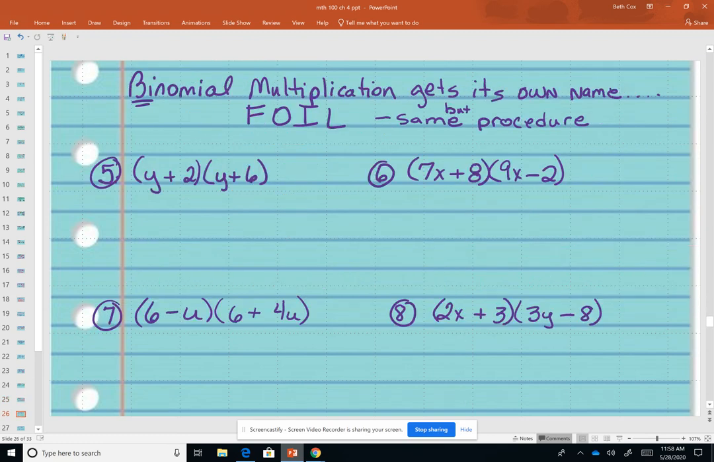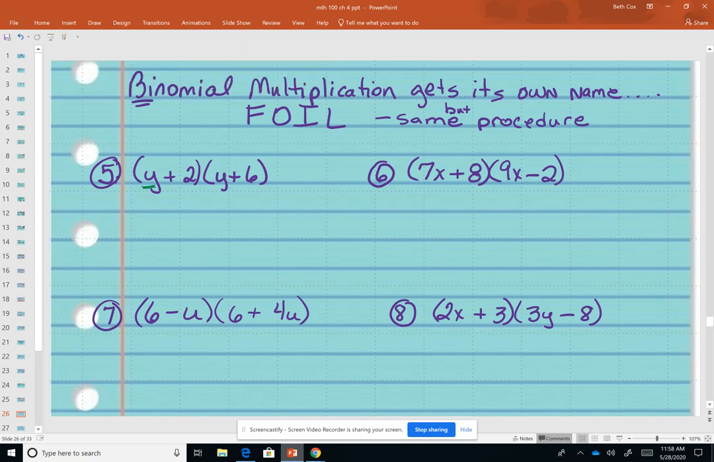All right, binomial multiplication is also known as FOIL. It is the exact same procedure, but for some reason, we have our own little name for it, and you need to know that name, and that name has meaning. We'll go over it later. But for right now, it's called FOIL. FOIL is an acronym for first, outer, inner, last. But if you do it the way I showed you, you won't have any trouble. So here we go.